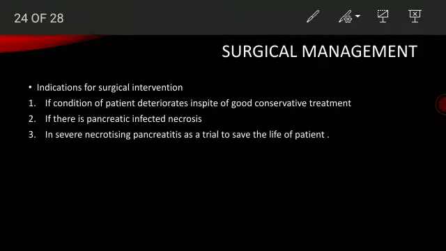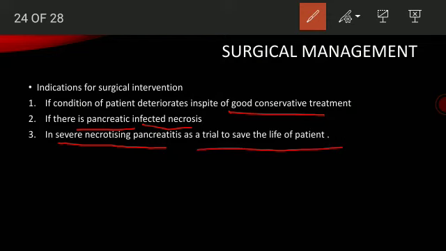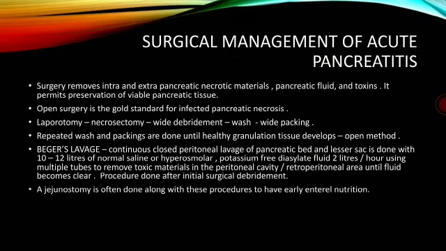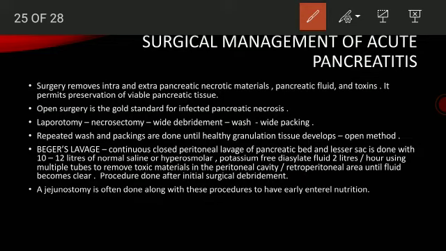So what are the indications for surgical management? If the condition of the patient deteriorates in spite of good conservative treatment, we will go for surgery. Or if there is pancreatic infected necrosis, or in severe necrotizing pancreatitis, as a trial to save the life of the patient, we will perform surgery. So what is the aim of our surgery? Our surgery removes intra and extra pancreatic necrotic tissue, this dead tissue, pancreatic fluid and toxins. So it permits preservation of viable pancreatic tissue. Open surgery is the gold standard for infected pancreatic necrosis.